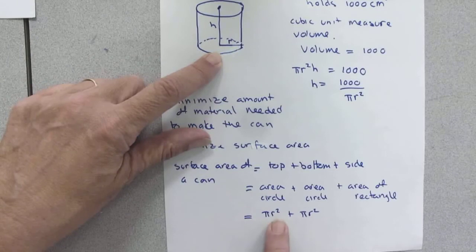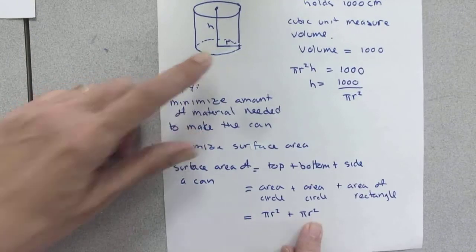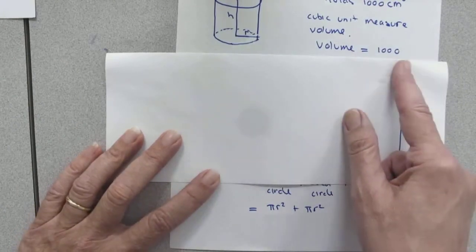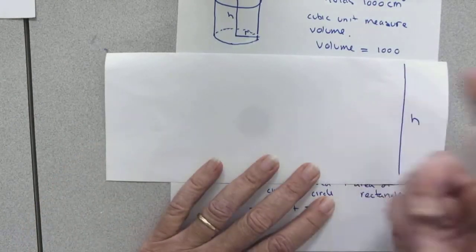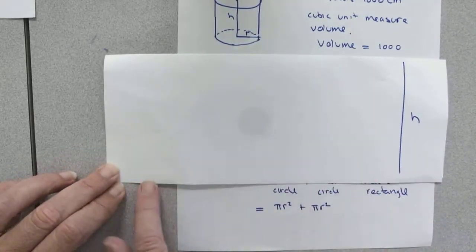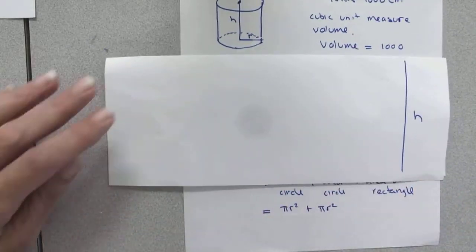There's one of our bottoms there. The area of the circle, just pi r squared. Then the area of the rectangle, well, there's the height of my can. So one of the dimensions, length times width, length times height, is the height. But then I needed this length right here.